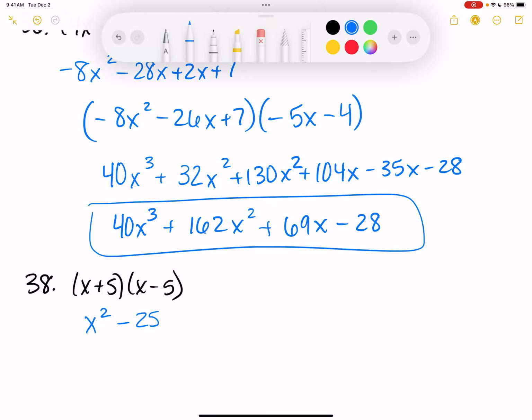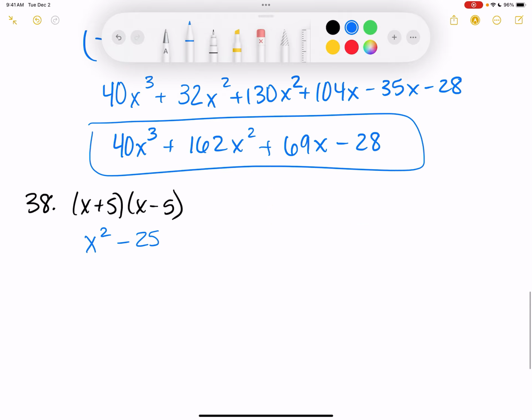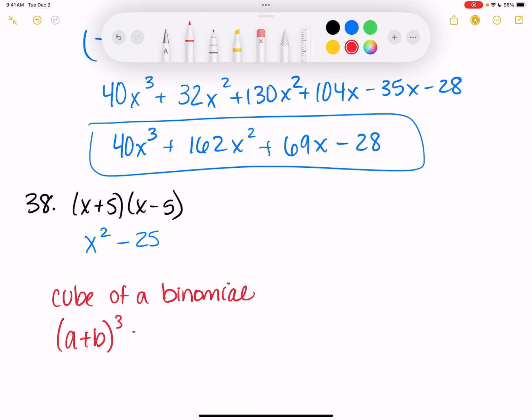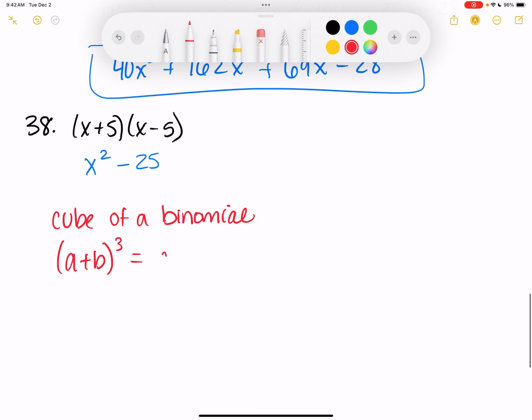All right, just a quick review from your notes before we do the special types for the other ones. For the cube of a binomial, you have these in your notes, you don't necessarily need to write them again, but I'm writing them here for you. If I have a plus b cubed, this is equal to a cubed plus 3a squared b plus 3ab squared plus b cubed.